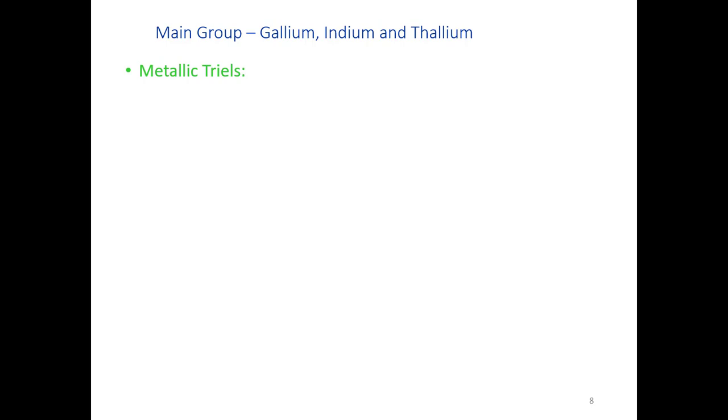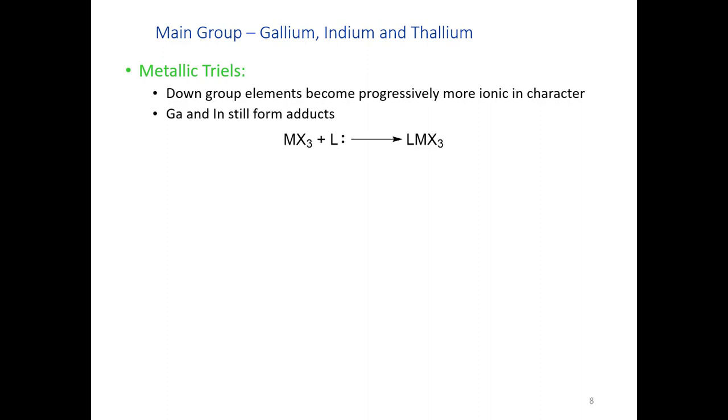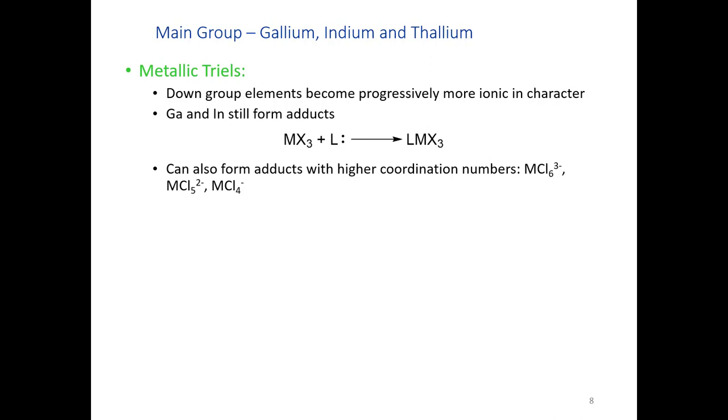For the rest of group 13, we will look at them together. As you go down the group, the elements become more and more metallic, mainly due to the lower ionization energy, lower electronegativity, and lower electron affinity. As such, their interactions become more ionic in character. Although gallium and indium halide will still form Lewis acid-base adducts similar to aluminum and boron, what's different is that they can also form 5 and 6 coordinate species in addition to tetrahedral anions.